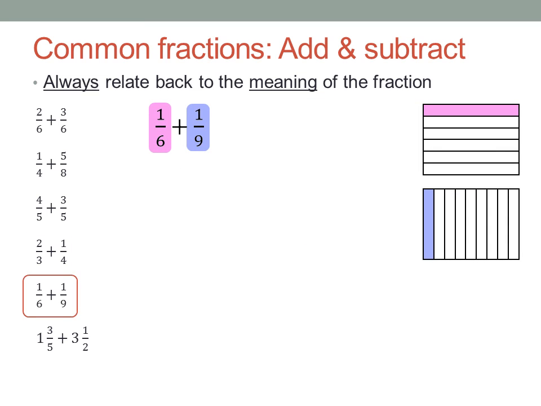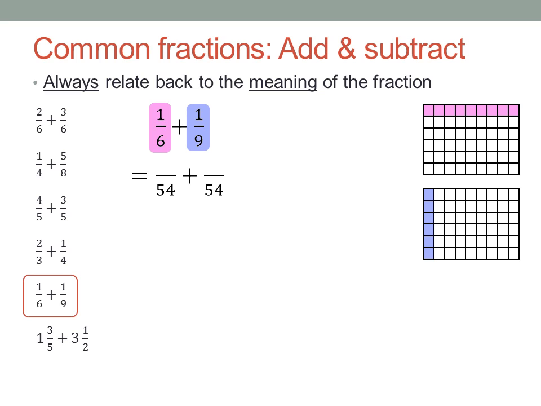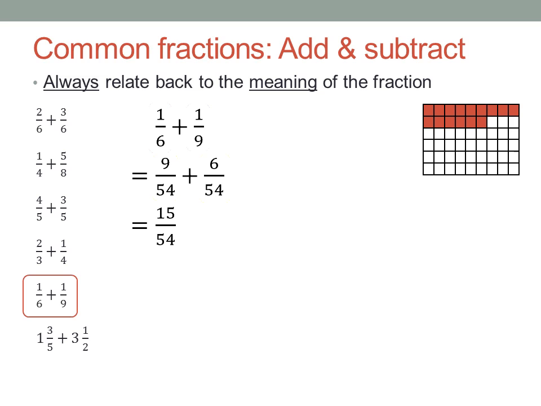Okay, what if they're different but have a common factor? 1/6 plus 1/9. Well, the same method will work as before. 6 times 9 is 54. 1/6 is 9/54. 1/9 is 6/54. 9 and 6 make 15/54.